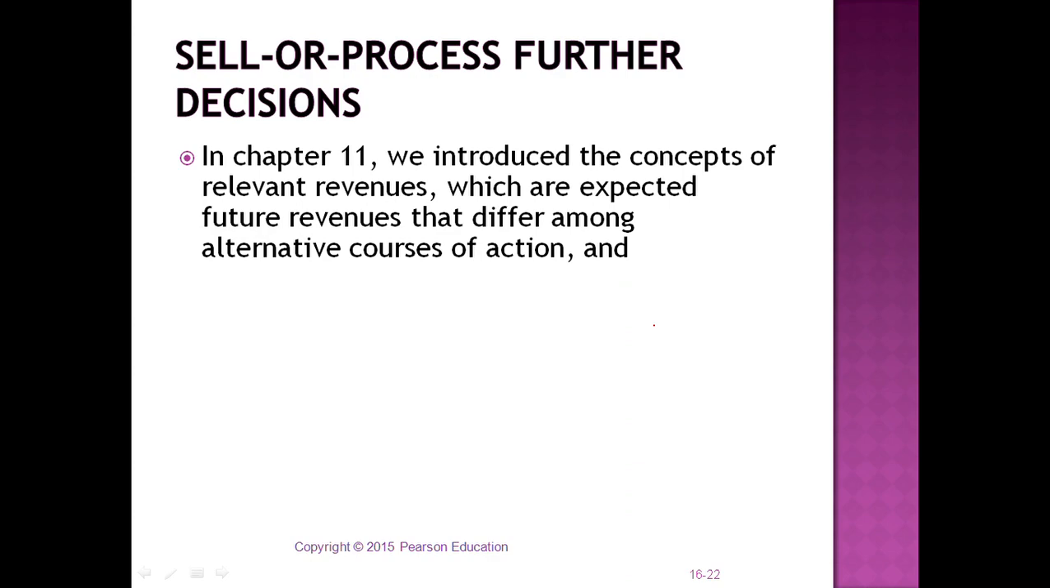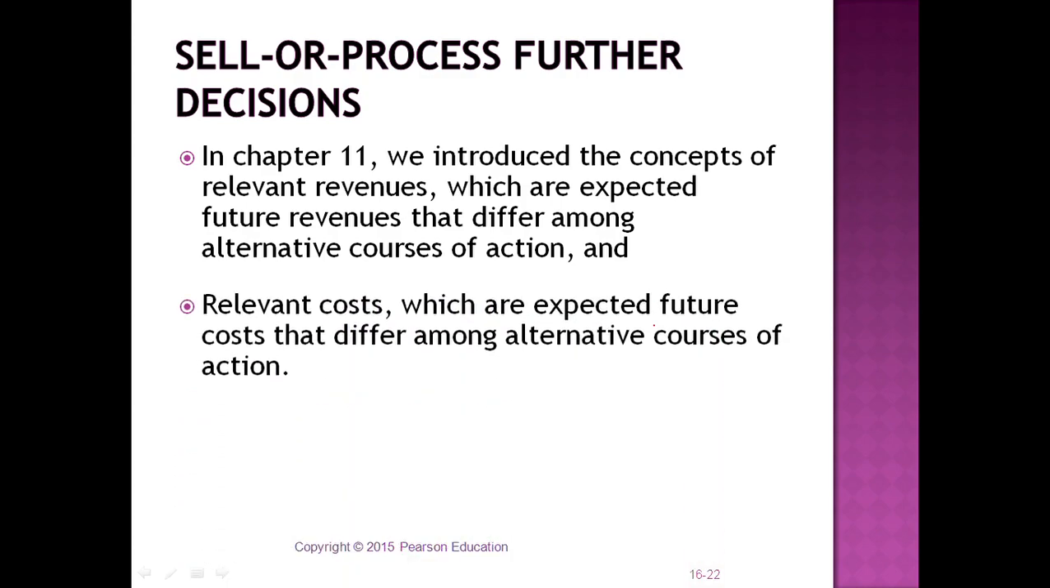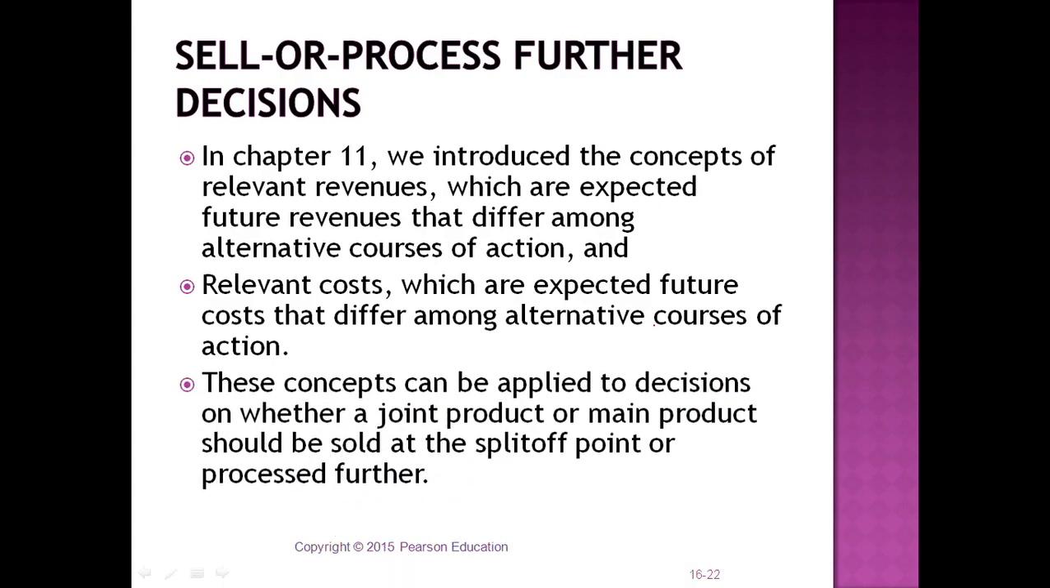Now, the first decision that we need to consider is whether you want to sell or further process. This will be a big decision. Normally we decide whether you want to further process by looking at relevant costs. Relevant costs are those costs which actually impact your decisions. So this concept of relevant cost can also be applied to the decision whether you want to process the product further or not. Now, I can explain this with an example.